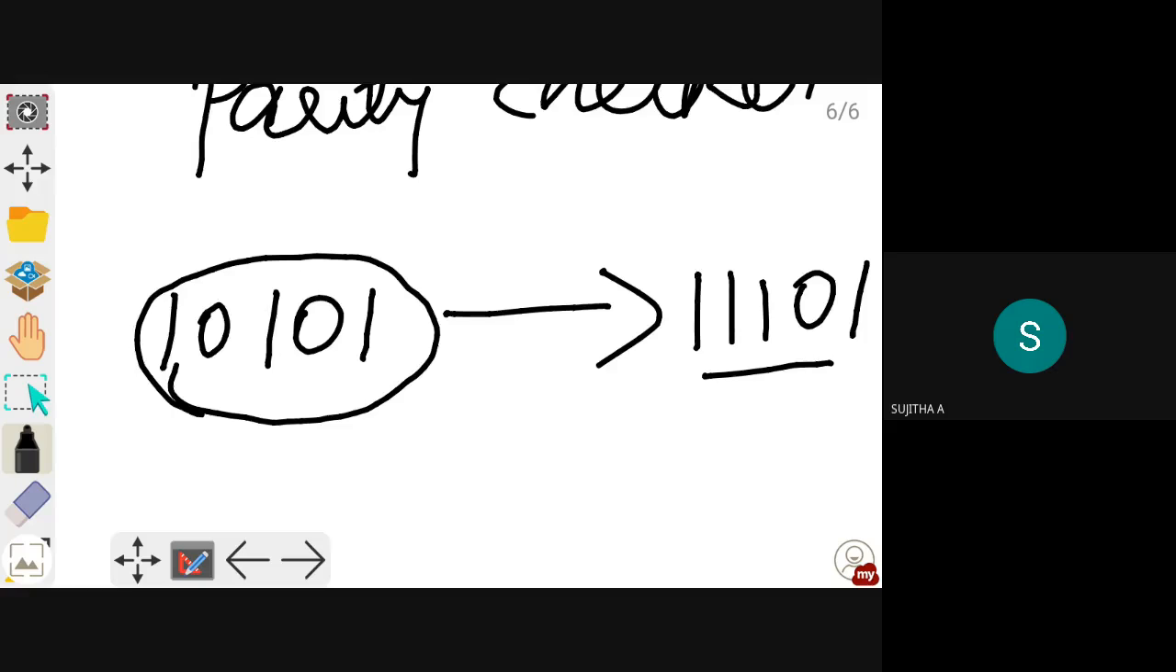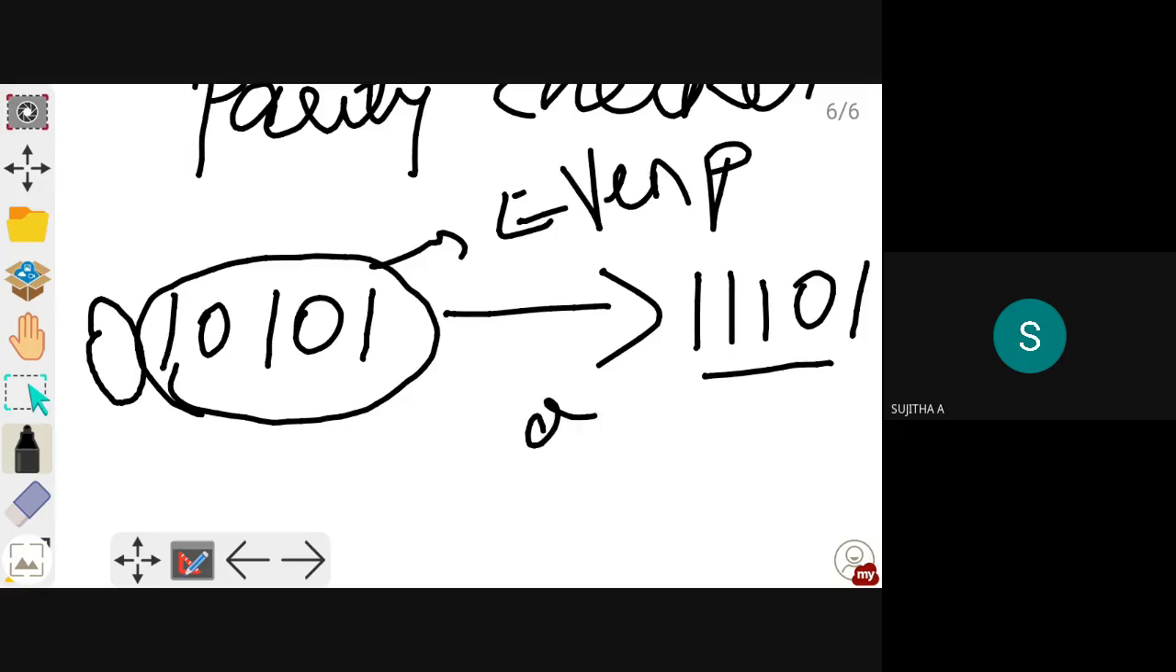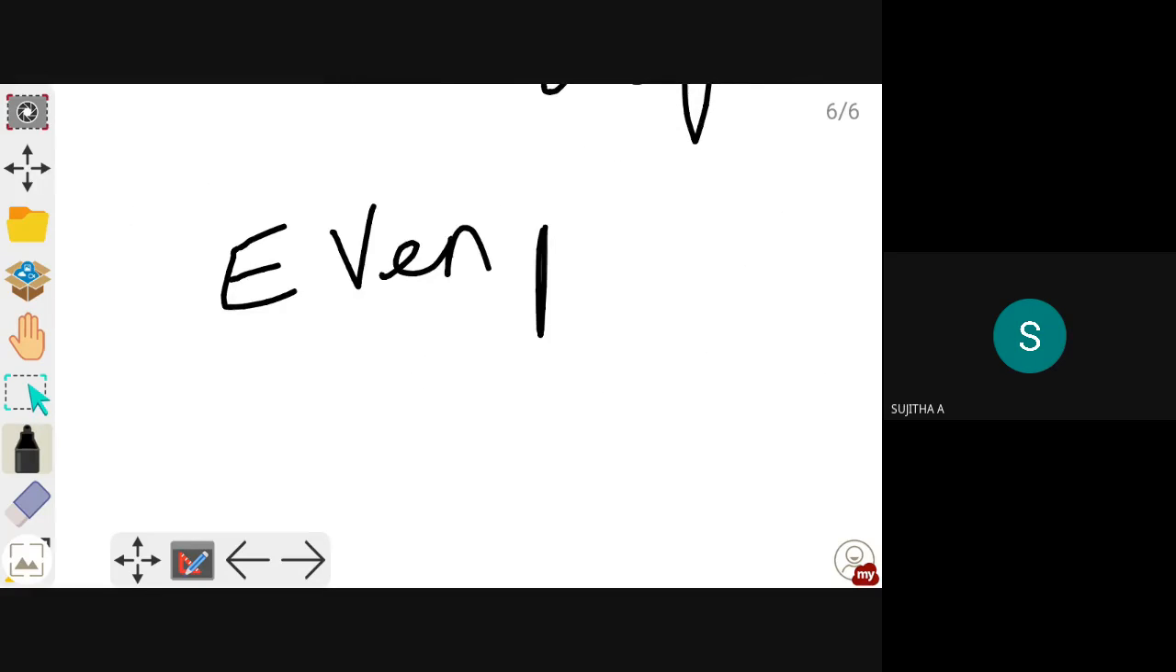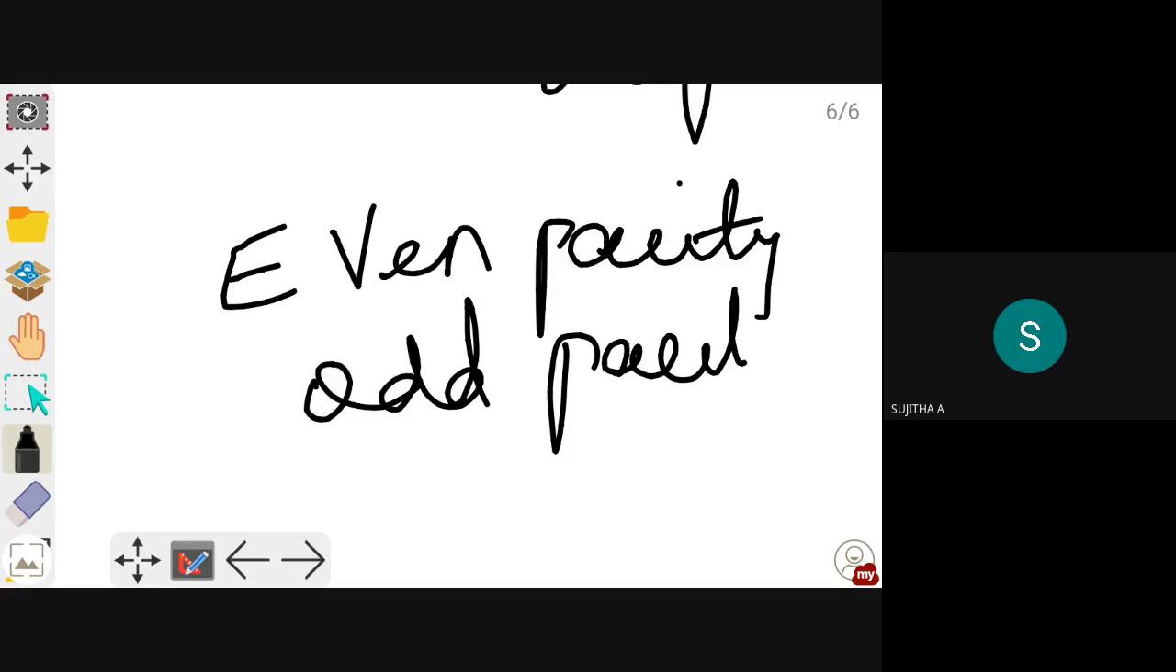So why you are sending an extra bit: you are going to add an extra bit here in order to make it an even number, even parity or odd parity. So you have two types of parity. Either you can follow even parity or you can follow odd parity. Even parity means you are maintaining an even number of ones, and that is known as even parity. Odd parity means you are maintaining an odd number of ones, and that is known as odd parity.